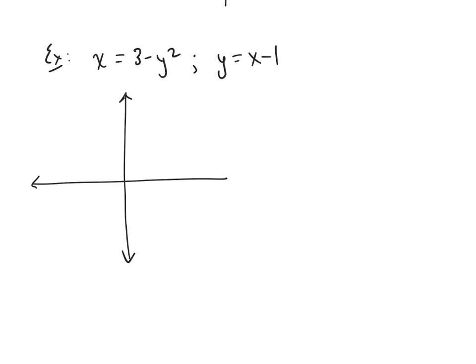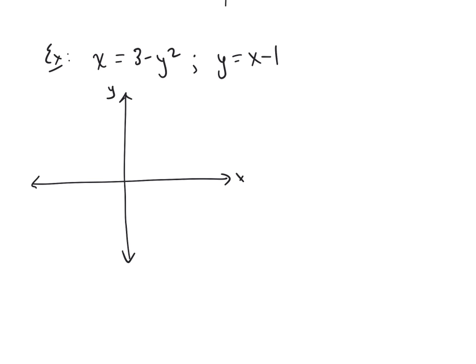Okay, so here's an example. Let's use x is equal to 3 minus y squared. Let's use y is equal to x minus 1. And on this problem, I'm not going to give you an interval, which should lead you to the idea that if there's no interval given, the two curves must intersect each other. So just as we did with vertical problems, you have to get a decent picture drawn.